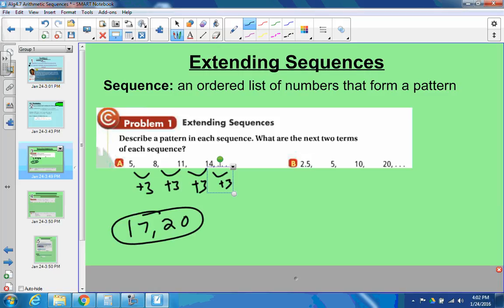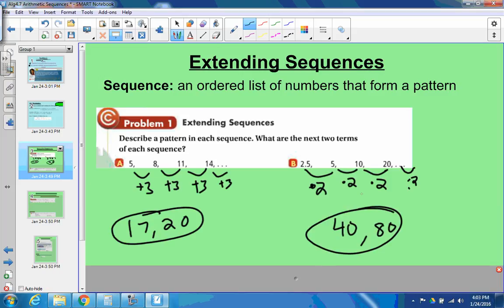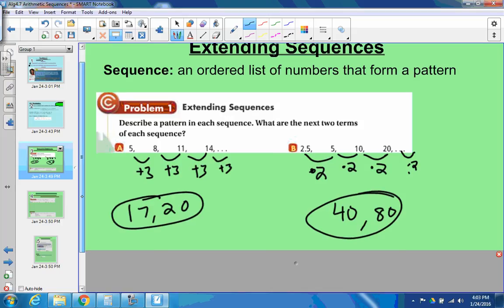Let's look at B. What's the sequence? 2.5, 5, 10, 20. I hope if you look at it, at least for the second and third part, but the first one, it is times 2. So it's doubling every time. Times 2, times 2. So if we multiply it times 2 again, we'd end up with 40. And then if we times 2 again, we'd end up with 80. So that's just a regular sequence.